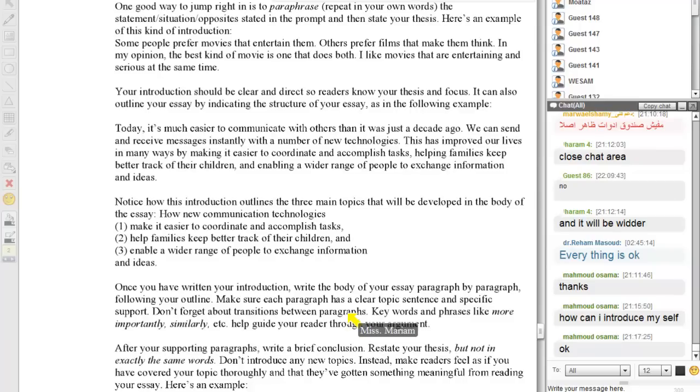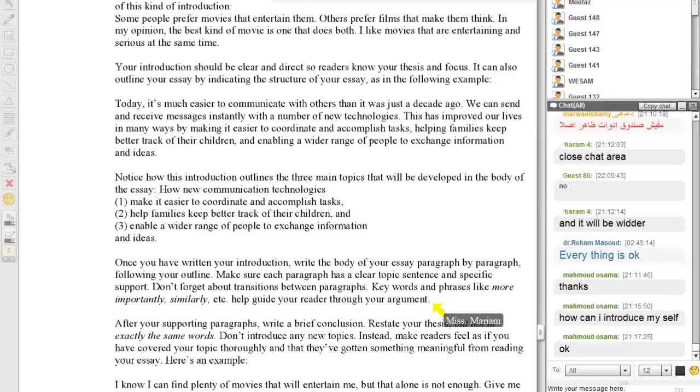Don't forget about transition between paragraphs. You have to make the transition smooth. Okay? Keywords and phrases like more importantly, similarly, on the other hand, first, next, then, last, finally, and so on help to guide your reader through your argument, and they give a very strong impression about you as a writer.